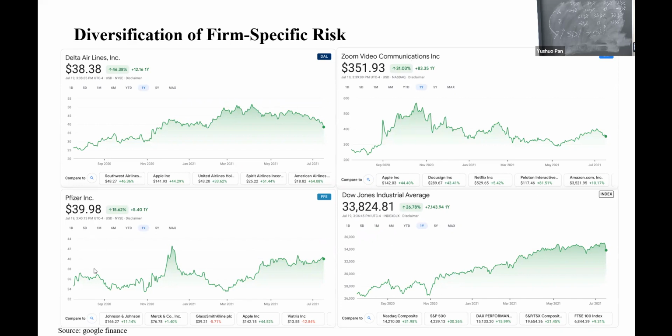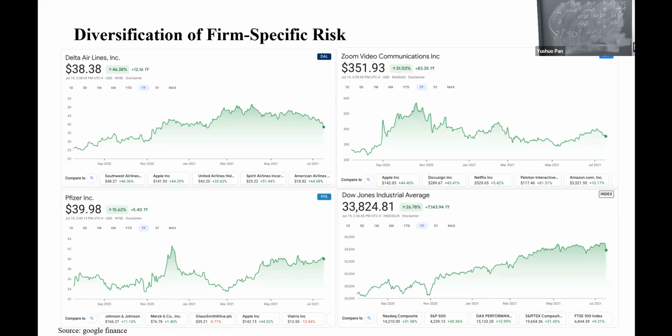Okay, so we can see four graphs of different companies' stock prices, and I use one year of movement. You can see that for companies in different areas, this is the airline company, that's the technology company Zoom. After the pandemic, lots of people used Zoom for meetings and classes. This is Pfizer, a pharmaceutical company. And the last one, the right bottom corner, is the Dow Jones Industrial Average.